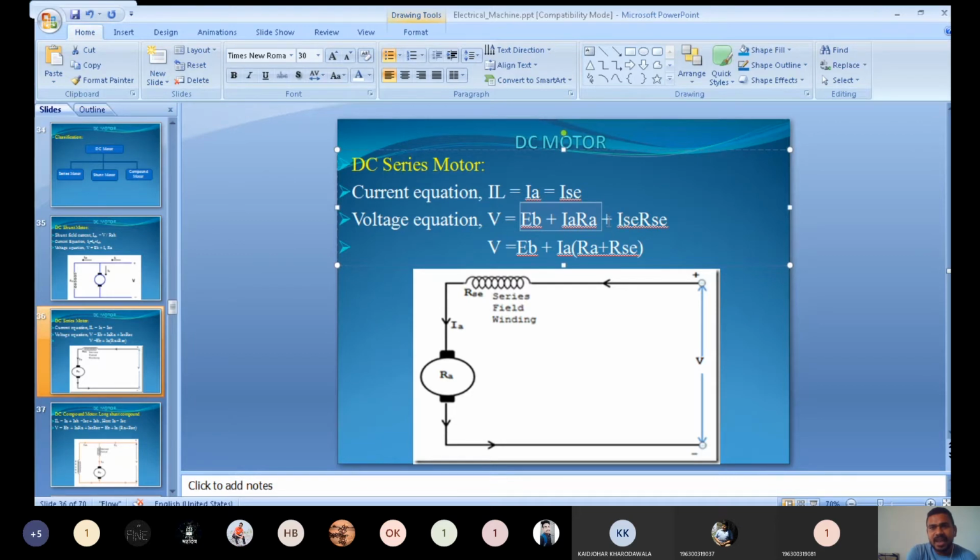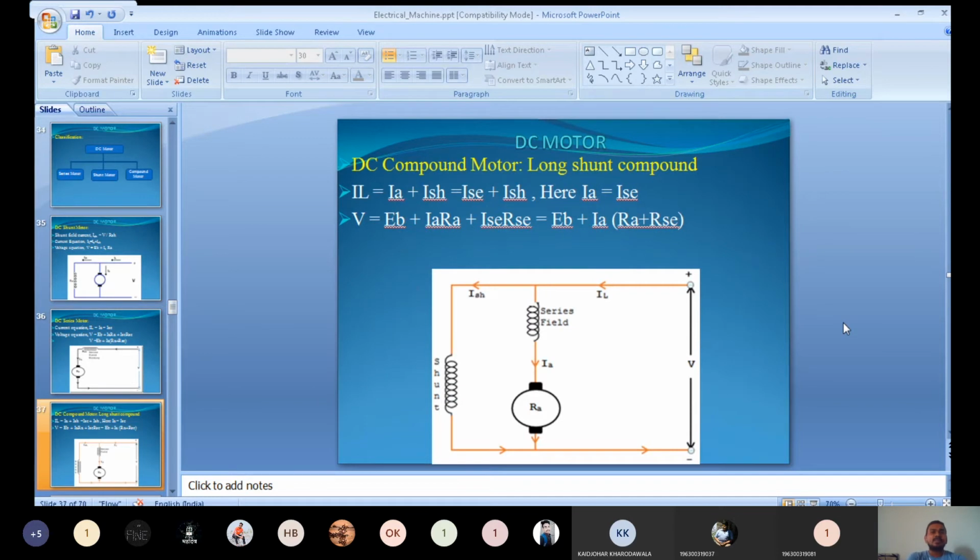Now ISC and IA are same, so here in place of ISC what do we put? We put IA. So what will the equation be? V is equal to EB plus IA RA plus IA into RSC. Okay, so if we take IA common from these two, what will happen? V is equal to EB plus IA into (RA plus RSC). This is the voltage equation for DC series motor.